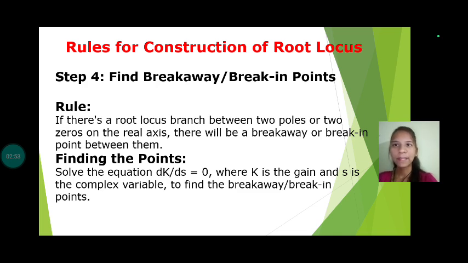Next step, find the breakaway or break-in points. If there is a root locus branch between two poles or two zeros on the real axis, there will be a breakaway or break-in point between them. Finding the points: solve the equation dK/ds equals 0, where K is the gain and s is the complex variable, to find the breakaway or break-in points.